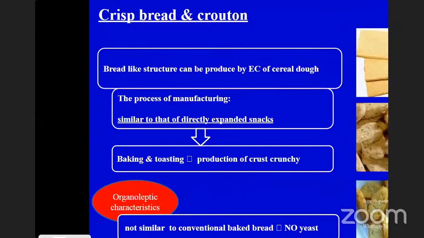Bread-like structure can also be produced by extrusion cooking of cereal dough. The process of manufacturing is similar to that of direct expanded snacks. Baking and toasting are carried out to produce crunchy crusts, but the organoleptic properties are not similar to those of a traditional baked bread because yeast is not added in this technique.